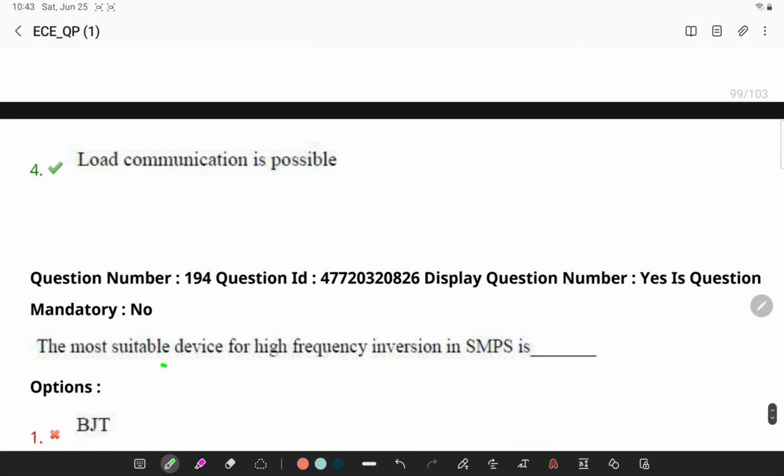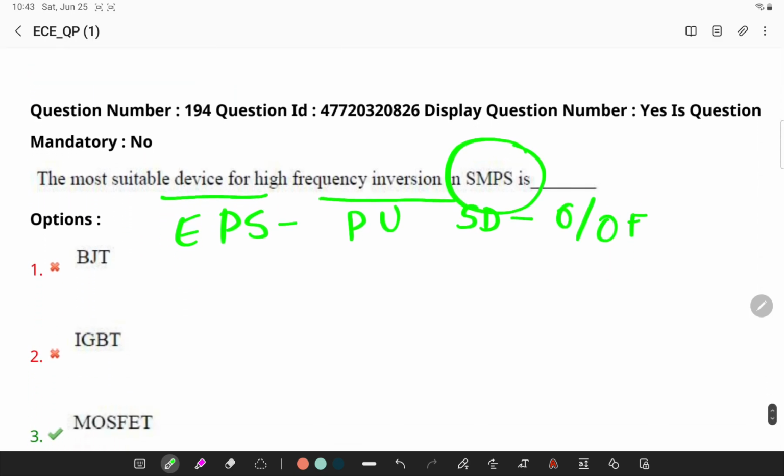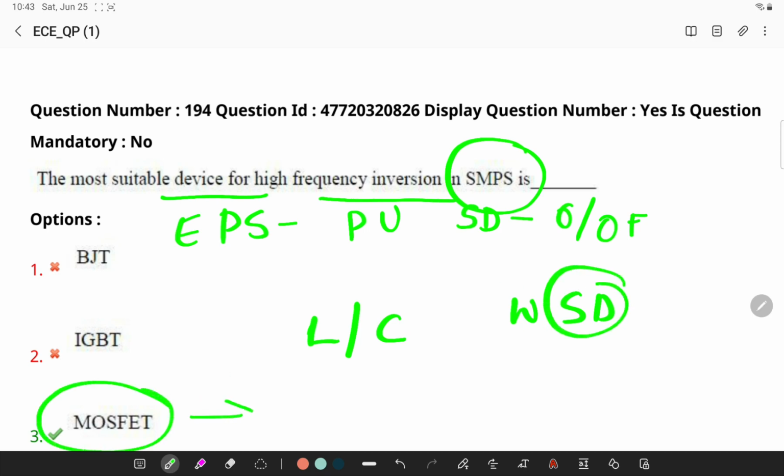the most suitable device for high frequency inversion in SMPS is, SMPS is switch mode power supply, which is an electronic power supply that converts power using switching devices that are turned on and off at higher frequencies, and storage components such as inductors and capacitors to supply power when the switching device is in a non-conductive state. Here MOSFET is the most suitable device at high frequency switching as it causes low switching loss.